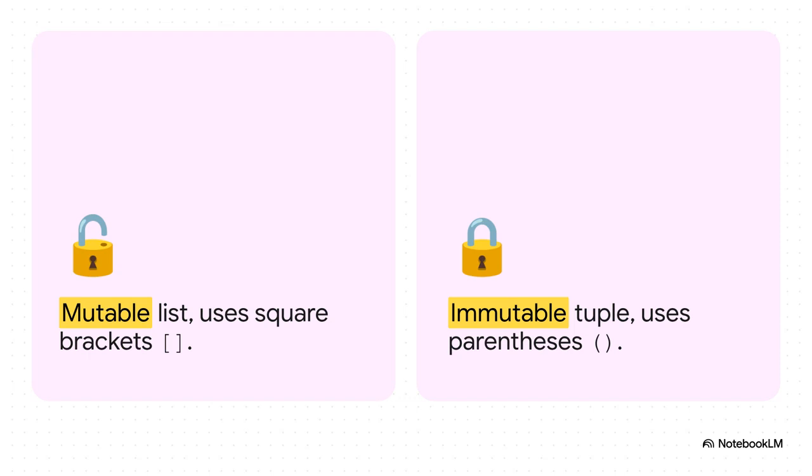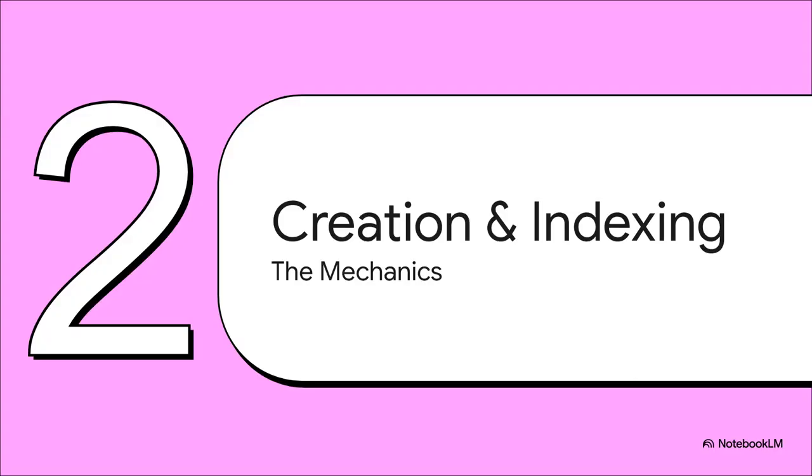This comparison brilliantly illustrates the main difference. A list is mutable, meaning it can be freely modified, and it uses square brackets. It's an open box. A tuple, on the other hand, is immutable, cannot be modified, and uses parentheses. It's a locked vault. That one simple switch from square brackets to parentheses, it changes all the rules of the game.